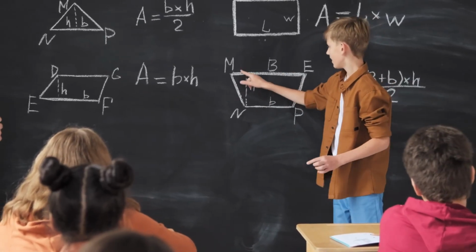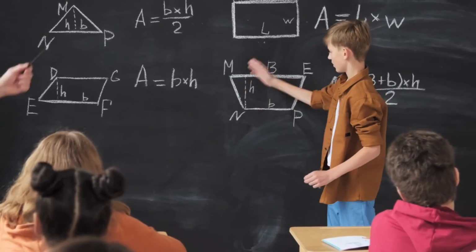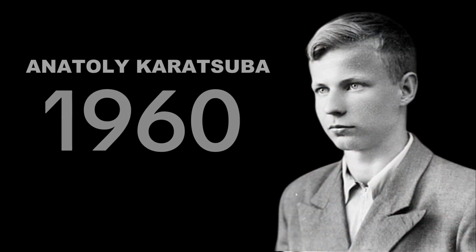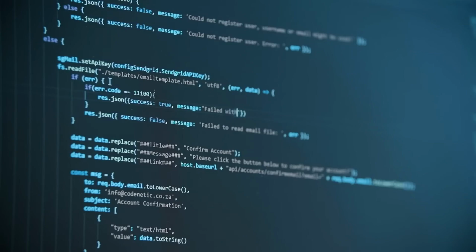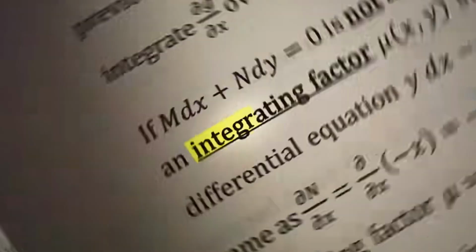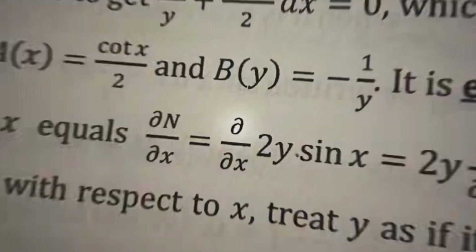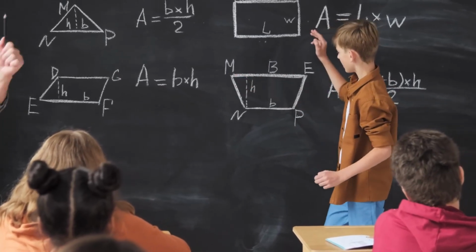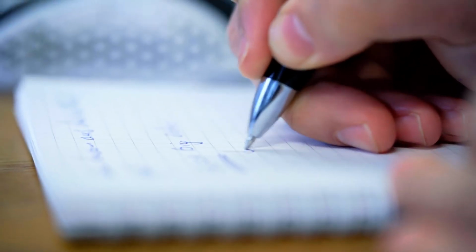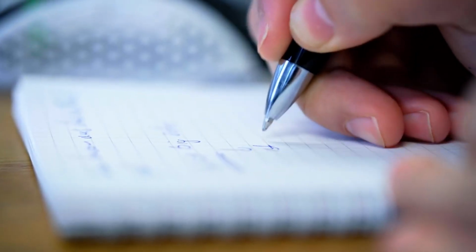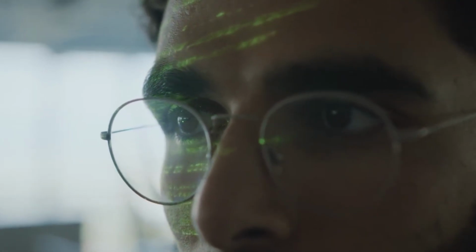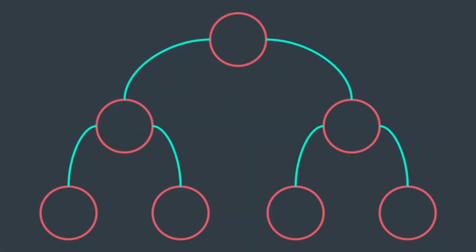The Karatsuba algorithm is a fast multiplication algorithm introduced by Anatoly Karatsuba in 1960. It was designed to speed up the multiplication of very large integers by reducing the number of multiplication operations needed. Instead of multiplying numbers digit by digit, the algorithm applies a divide and conquer strategy, making it more efficient for large inputs.